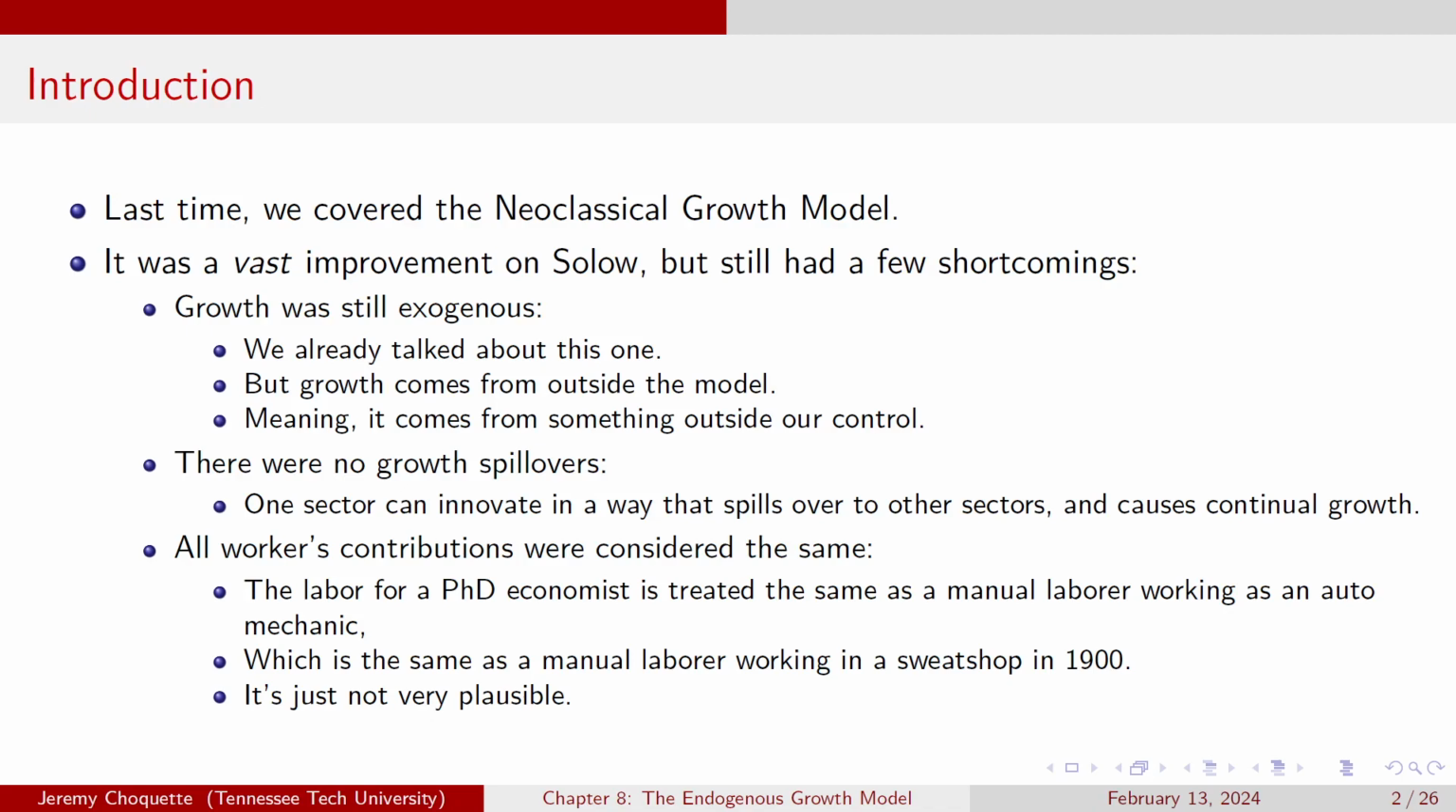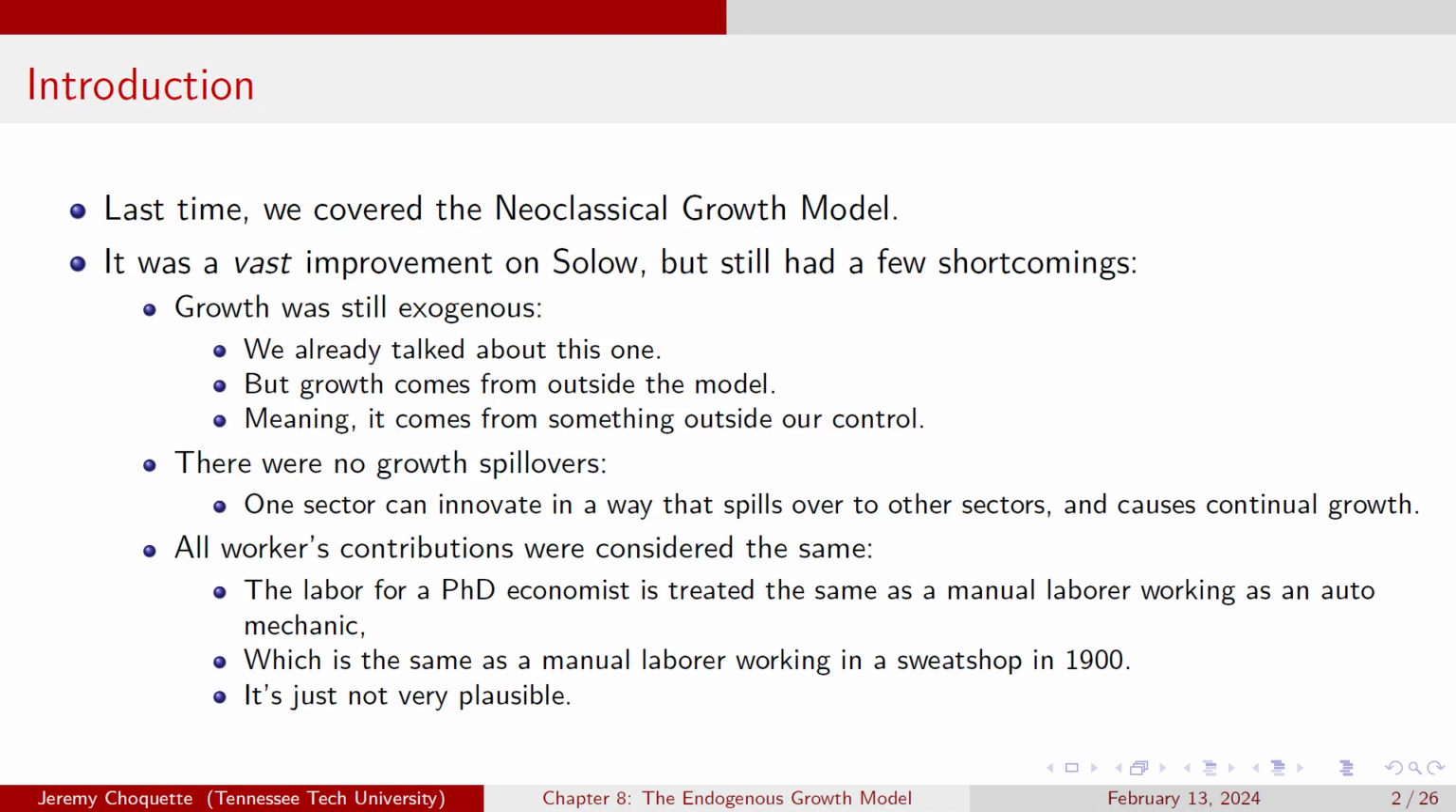Growth was still exogenous. It still came from outside the model. It was still basically assuming, hey, we get lucky and boom, we have growth. But the countries that are richer than the poorer countries, it's not necessarily luck. There's other things that go into it, right? You don't just go, oh, hey, we got lucky and now we are a richer country than poorer countries. There's things that go into it.